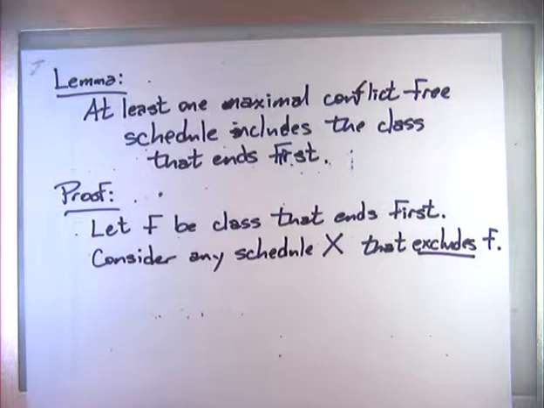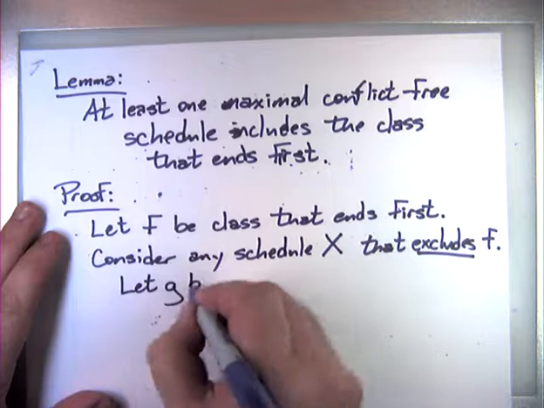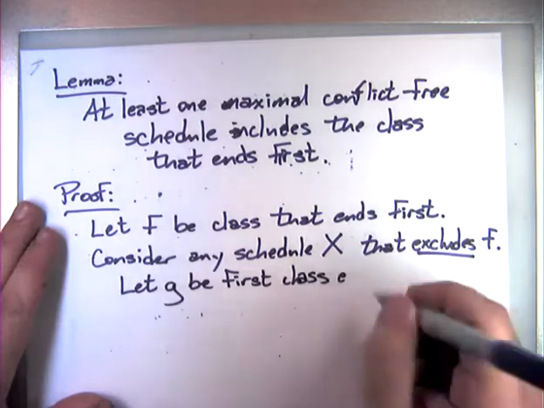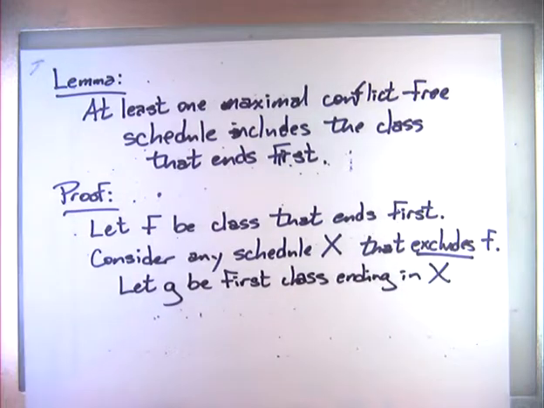And now I want to argue that by doing an exchange, I can at least not make anything worse. So I need to pick out a class from X I can swap out, and another class that I'm going to swap in for F. I'm going to swap in F, I'm going to swap something else out. So let G be the first class, the class that ends first in X. So please forgive my grammar. F is the class that the greedy algorithm would choose first. G is the class that this other guy decided to take instead.